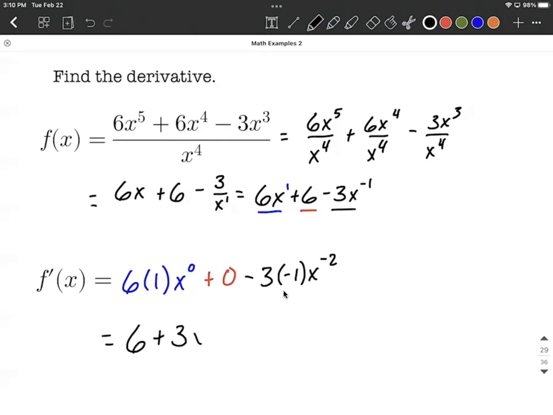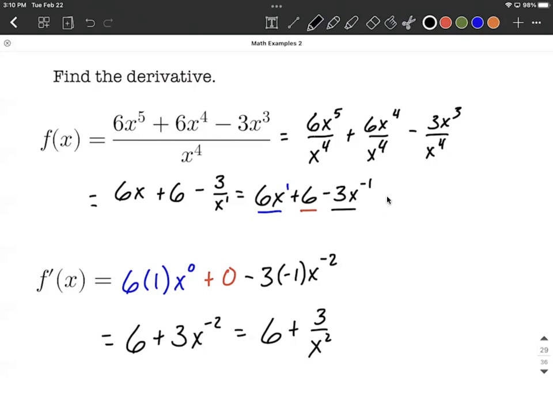And then you could leave this with x to the negative second power, or you could rewrite it as 3 over x to the positive second power if you want to see a positive exponent when we get done. Usually it doesn't really matter if you leave it with a negative exponent or a positive exponent with the rewriting.